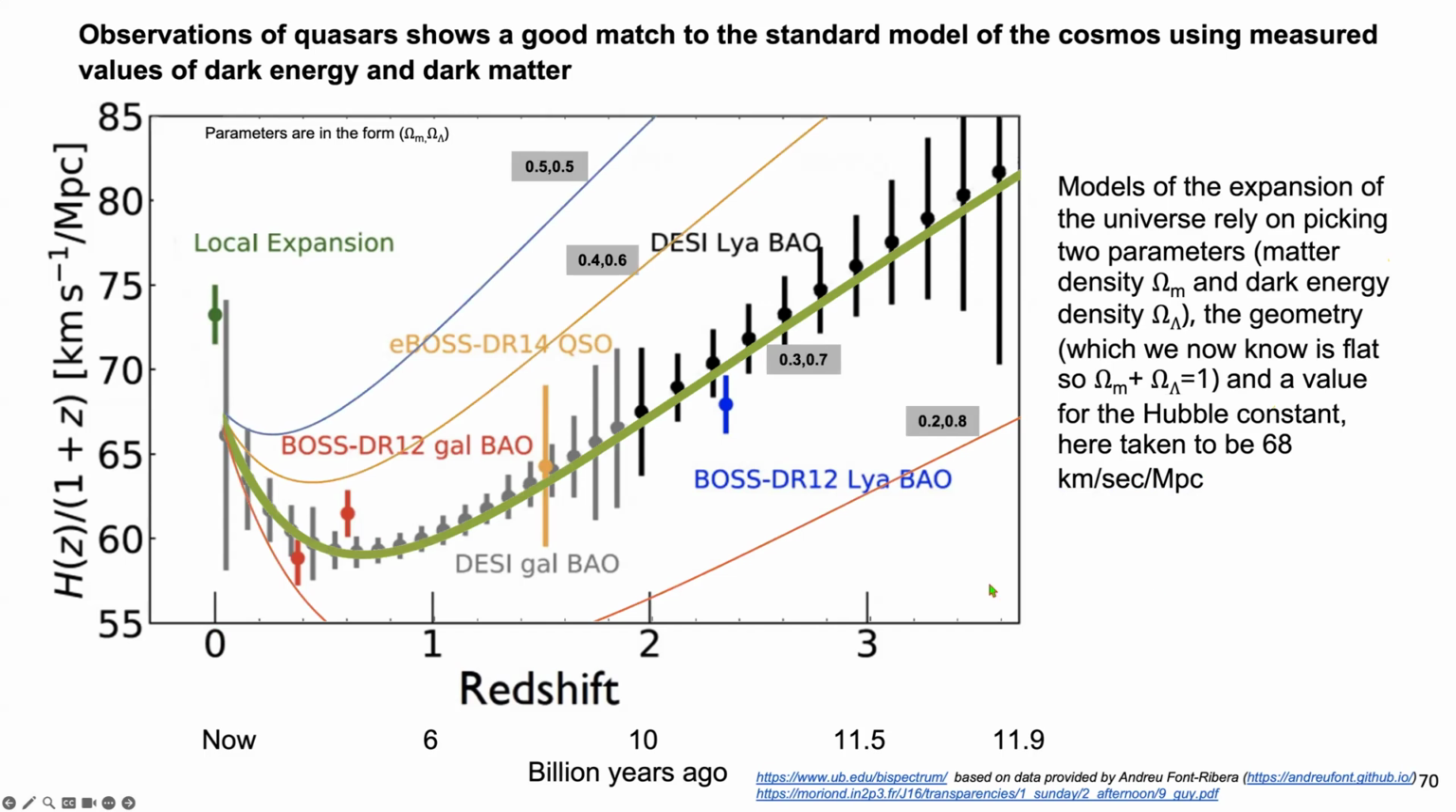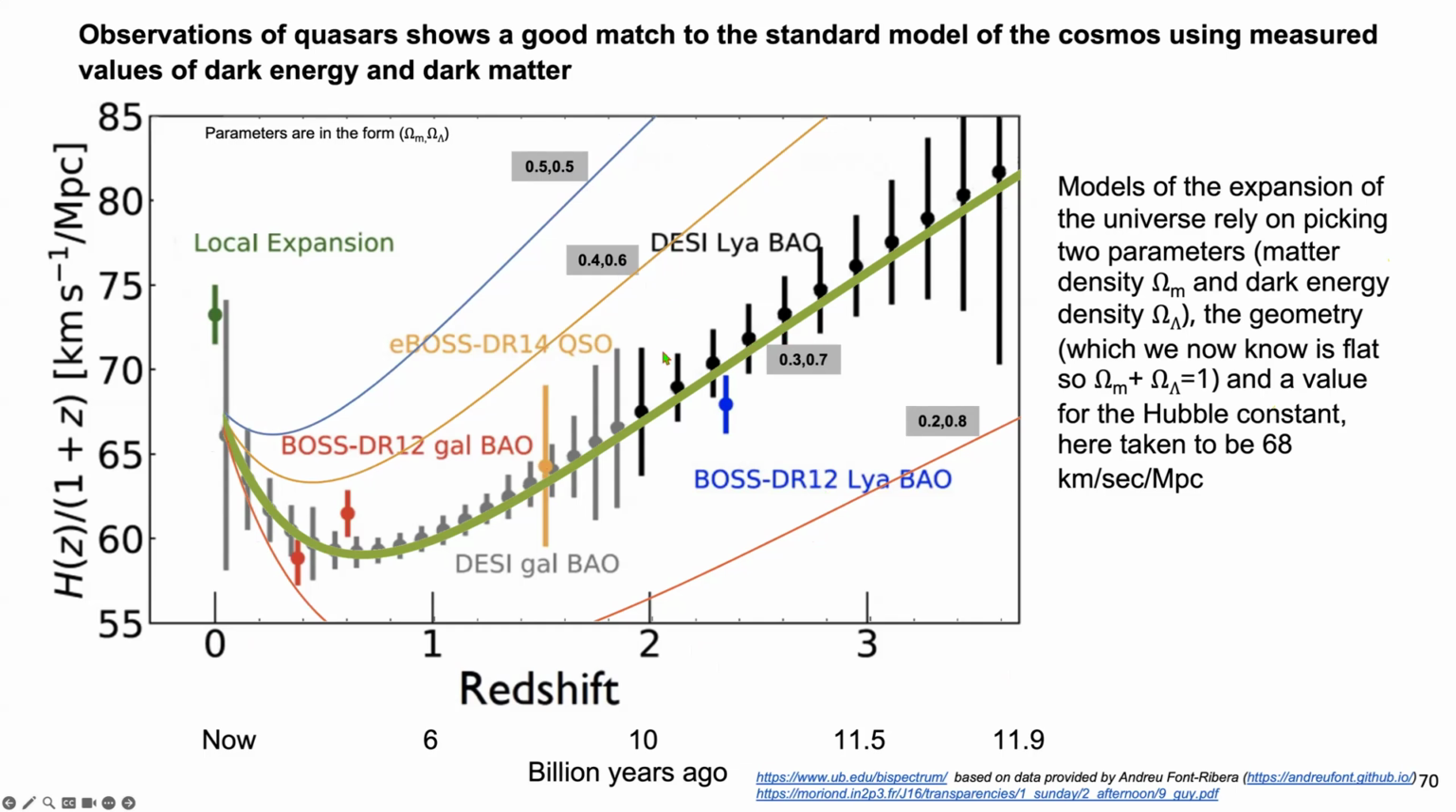And here's the result. If we use a model of the universe, 30% matter and 70% dark energy, we get this green curve and it goes right through the data points. There's a couple of outliers here, a little bit here, but dramatic agreement over a wide range of ages of the universe. If you chose a 50-50 split, you're not even close to matching the data. 40-60, not close, and 20-80, not close.